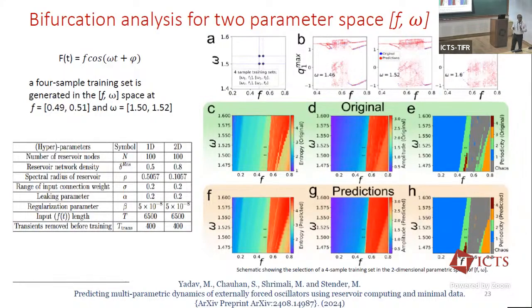Now here we have done some rigorous analysis, and we have some order parameters to quantify the predicted values against the original. You can see that we have done this for the two-parameter space, F and omega, where F is the amplitude and omega the frequency of the external forcing. This is the original state dynamics, and this is compared with the prediction. There is a fairly close match with the original dynamics in the prediction phase, and there are some deviations. We could also identify the transition points, period 1 to period 2, period 2 to period 4, and so on.